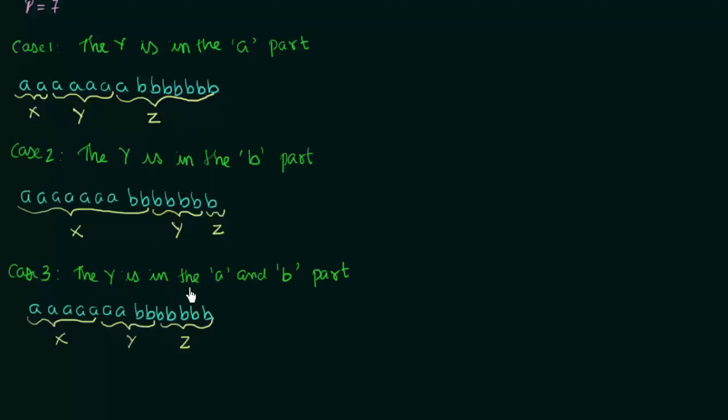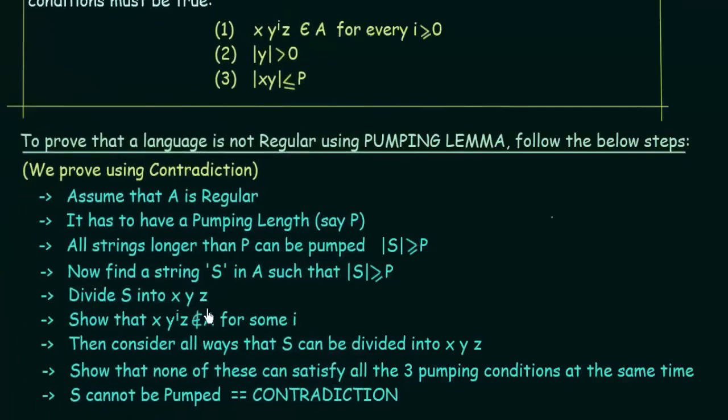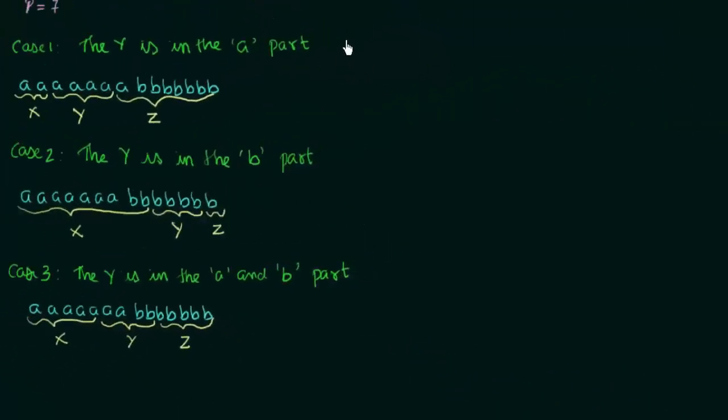So these are the three possible ways in which we can divide our string into three parts, x, y and z. Okay, now what do we have to do? Let us just go back and look again. So we have divided s into x, y and z. Now we have to show that x, y raised to i, z does not belong to A for some i. So let us do this. Coming to the first case, let me draw a line here. Case number 1. For the first case, let's take any x, y^i, z.